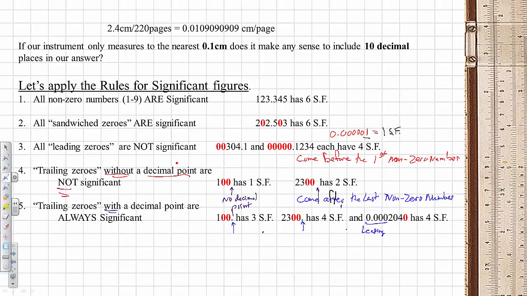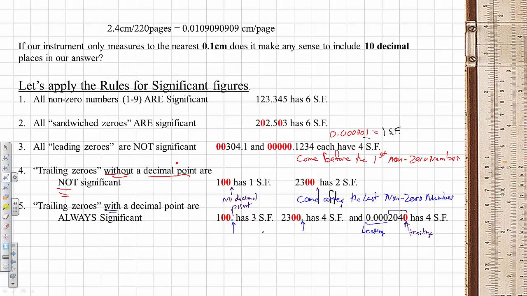Then we've got a sandwich zero and a trailing zero. Now, trailing zeros, if we don't have a decimal point, they're not significant. Rule 4. But here, clearly, there's a decimal point. It's 0.00020. So we've got this trailing zero in a decimal fraction, so this guy is significant. So the 2040, these four digits here, are significant. So we have 4 sig figs. All right, so that's rules 1 through 5.